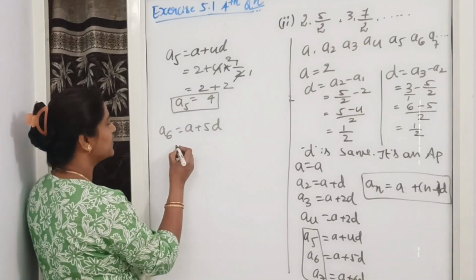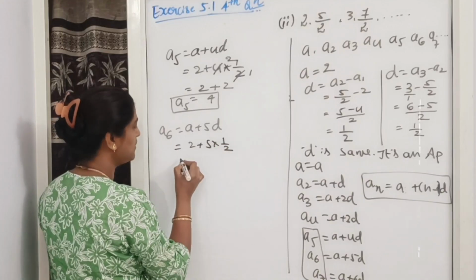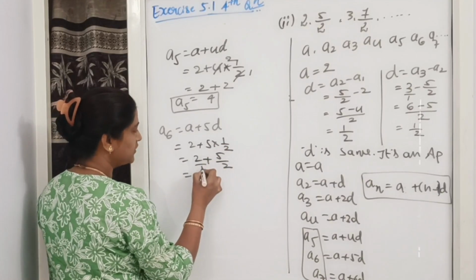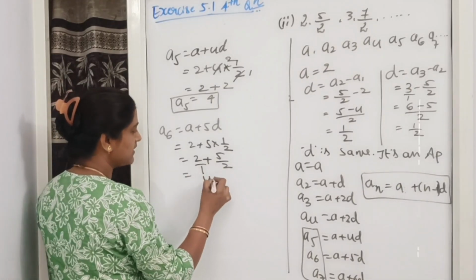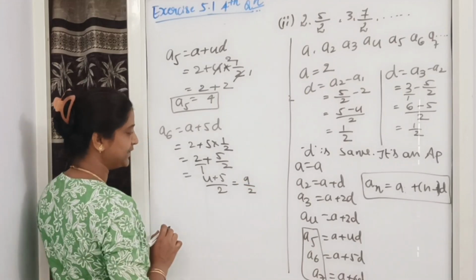Like that. So A6: A is 2, D is 1 by 2. So 2 plus 5 divided by 2, and you have to take cross multiplication. 2 2s are 4, 5 1s are 5, 2 2s are 4, and it is 9 by 2.